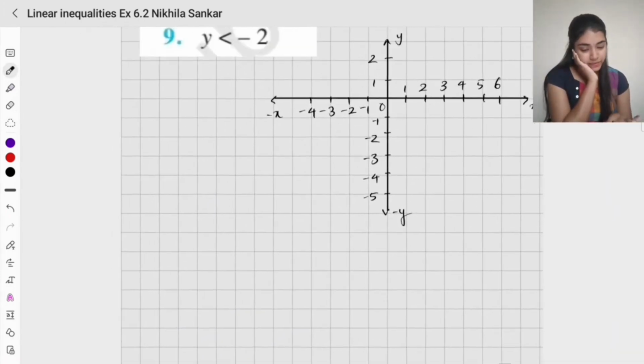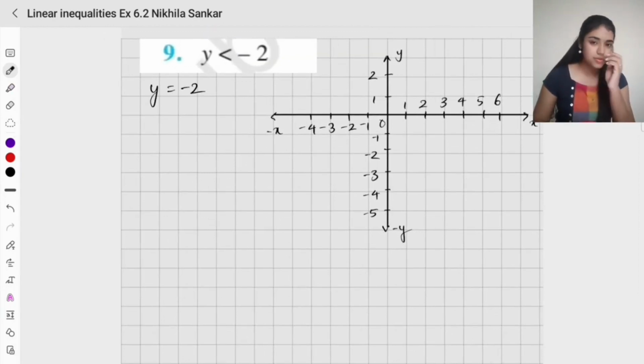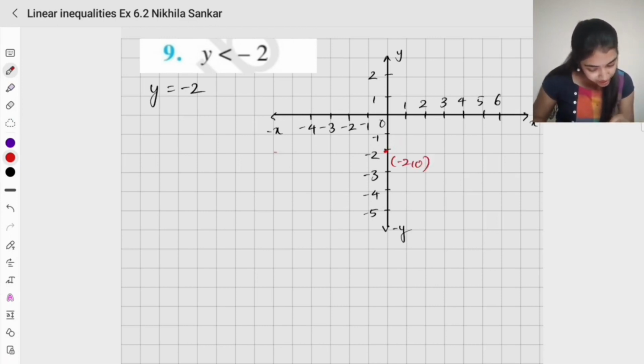Question number 9. y less than minus 2. First step, y equals minus 2. இந்த இடத்துல எதுவும் x in terms of y, y in terms of x லாம் எழுத வேண்டாம். I only have y equals minus 2. So x ஓட value என்னவா இருந்தாலும் y is always going to be minus 2. So this point is minus 2, 0. அப்படியே straight line வரைய வேண்டியதான். So y equals minus 2 will look like this.